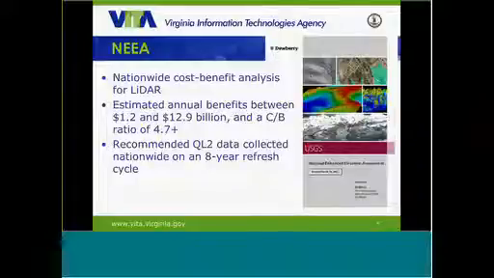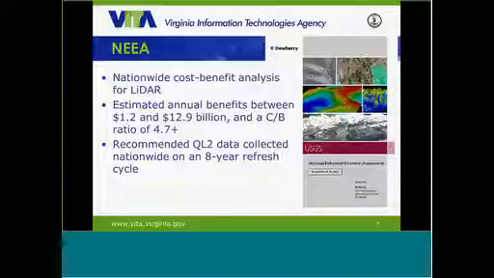And what they came up with was an estimate of annual benefits between 1.2 and nearly $13 billion, and a cost-benefit ratio of 4.7. And they looked at various quality levels and various schedules of collecting the data, and they found the sweet spot with the best cost-benefit ratio was quality level 2 data, which is that 10-centimeter accuracy, with about 0.7 meter spacing between laser pulses. And they recommended that be recollected on an 8-year refresh cycle.